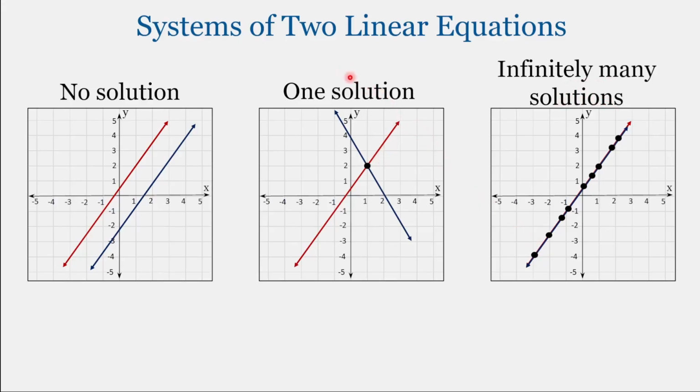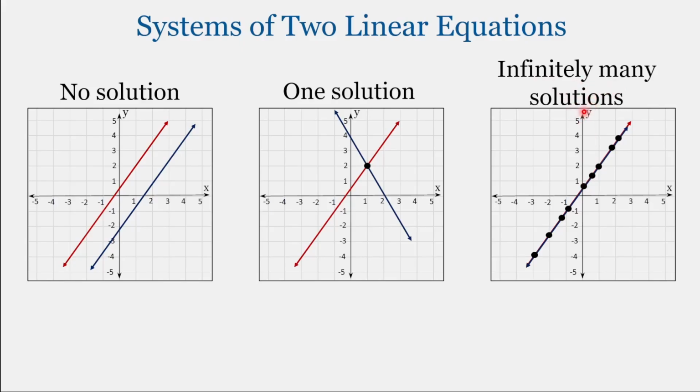So again, those three ways that two lines can be related, well, they can cross at one point, and they have one solution. They can be parallel lines that have different y-intercepts, and these two lines will never intersect, so they have no solution. Or they can represent the same line, and in this case, they'll have infinitely many solutions.